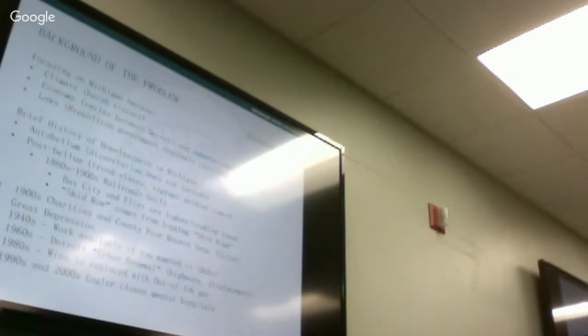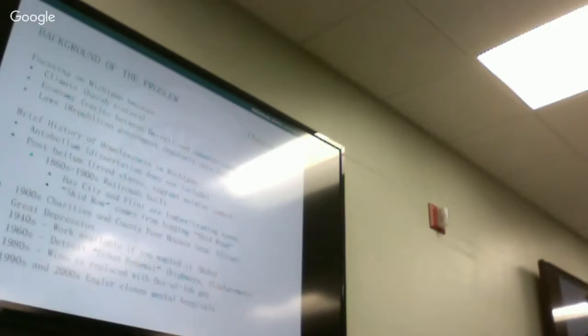So after the Civil War, you had the freed slaves and the soldiers in their camps. And then after the Civil War, the railroads were built, the depots were built around Lansing, for example, right around the turn of the century. At that time, the economies in places like Bay City and Flint were trading posts or logging communities, and that's where Skid Row comes from.